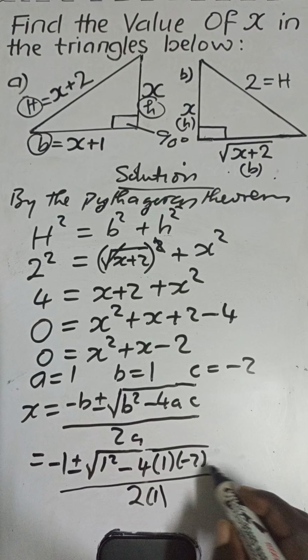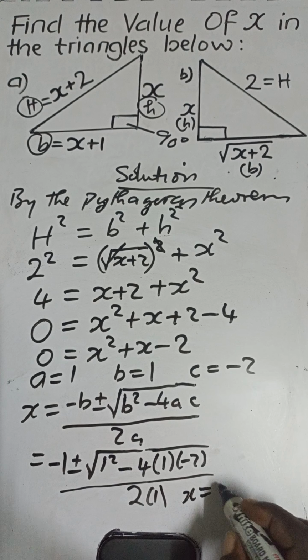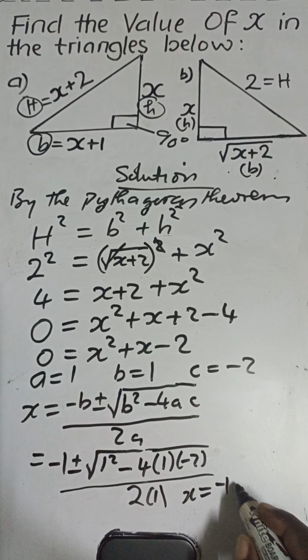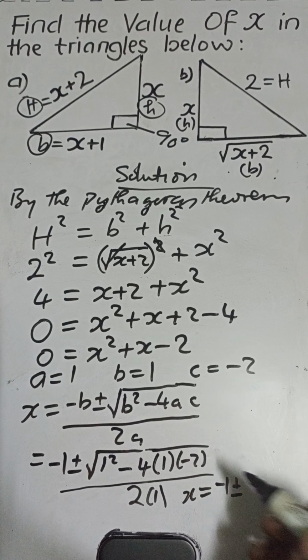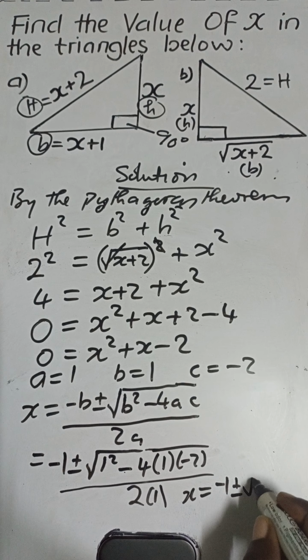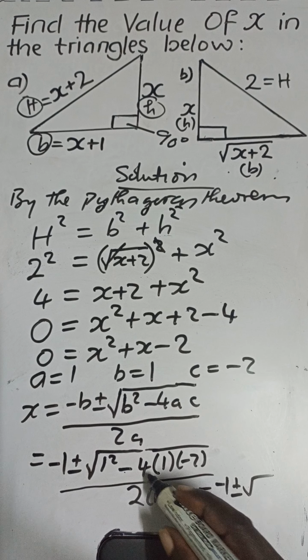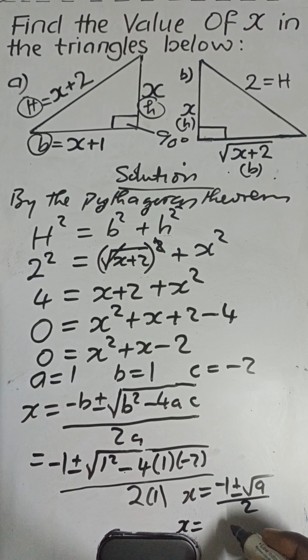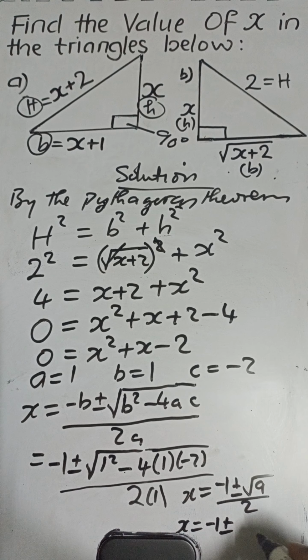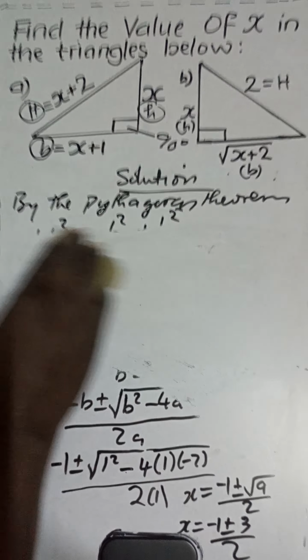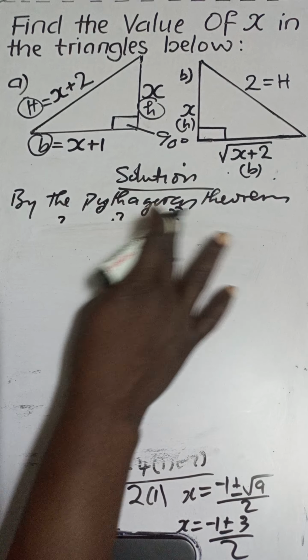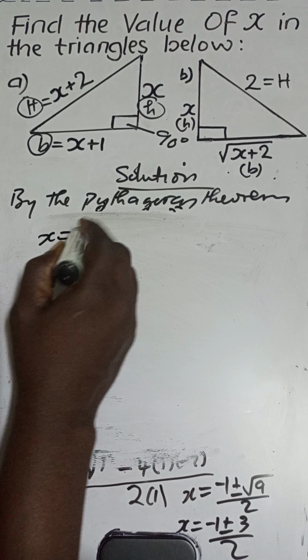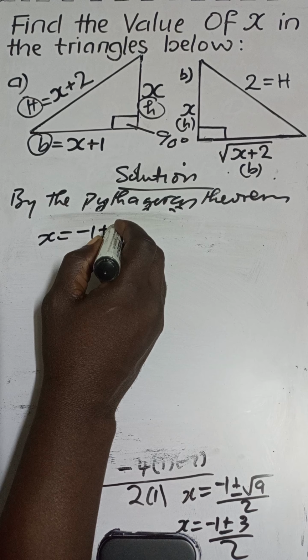So this gives us x equals negative 1 plus minus 1 squared is 1. Negative is plus. So we have 1 plus 8, because 4 times 2 is 8 plus 1 is 9, all over 2. So it means x is equal to negative 1 plus minus 3 all over 2.